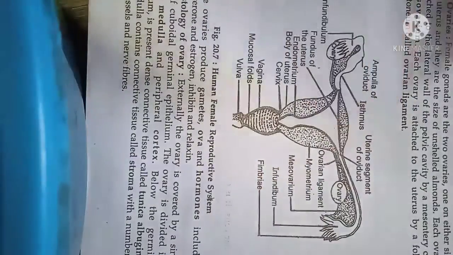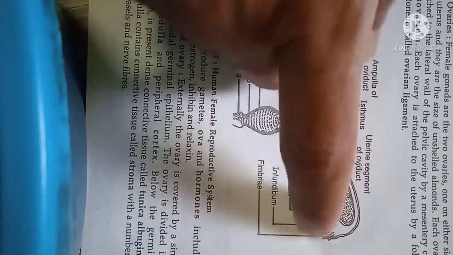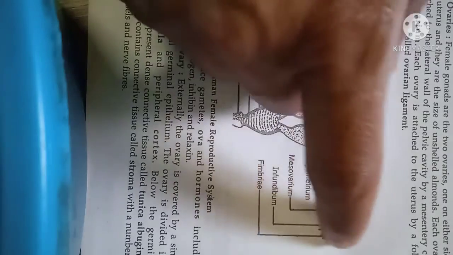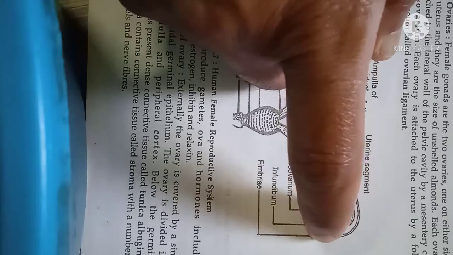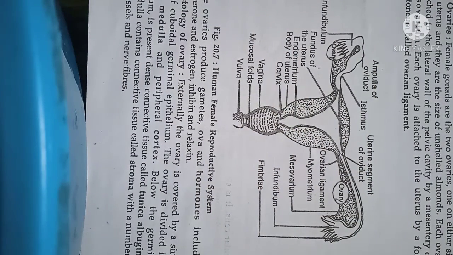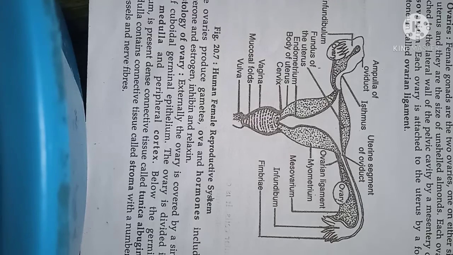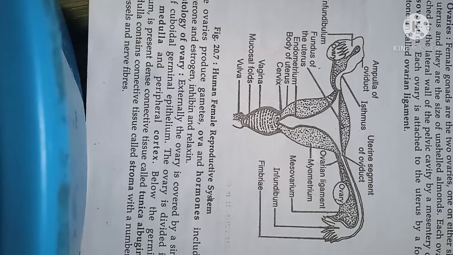Functions of the oviduct. The oviduct picks up the immature ova by its fimbriae. You see here, this is the fimbriae. With the help of the fimbriae, it collects the ova released from the ovary and transports them towards the uterus through the fallopian tube. This transportation occurs with the help of ciliary movement, and the maturation and fertilization of the ovum occur in the oviduct.